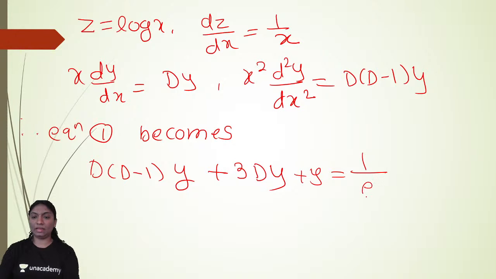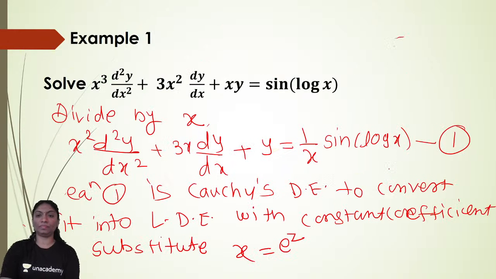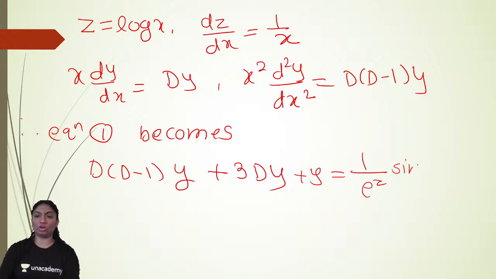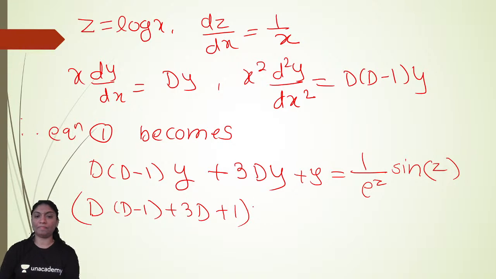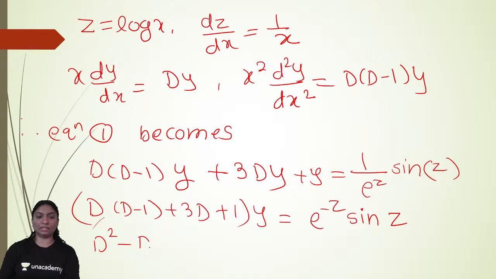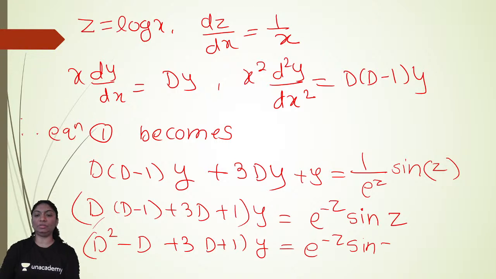So here e raised to minus z into sine of log x. Sine of log x, but log x is equal to z, so sine z. Your differential equation becomes d into d minus 1 plus 3d plus 1 of y is equal to e raised to minus z into sine z. Now this becomes d square minus d plus 3d plus 1 of y is equal to e raised to minus z into sine z.